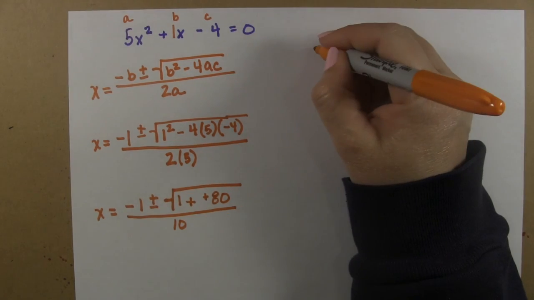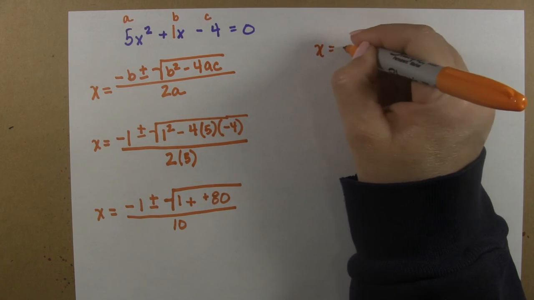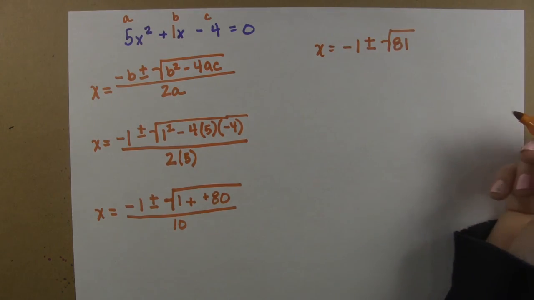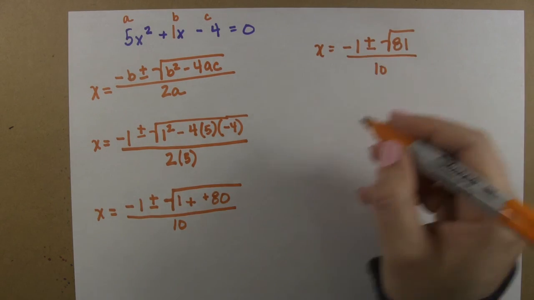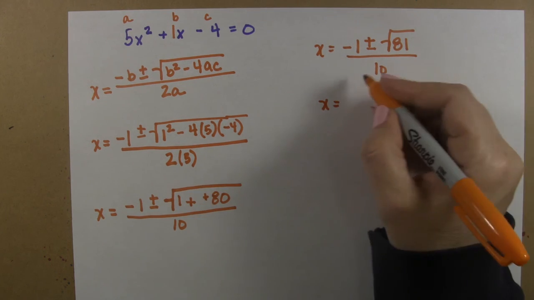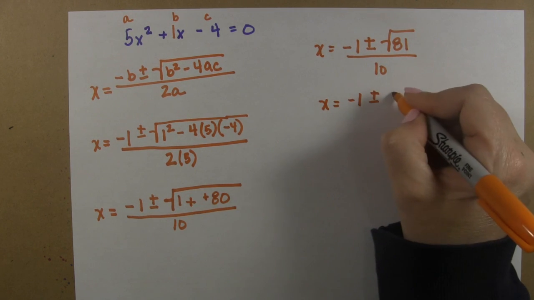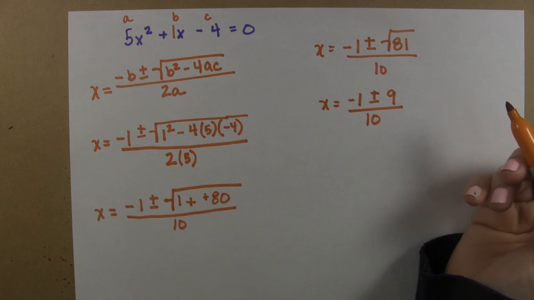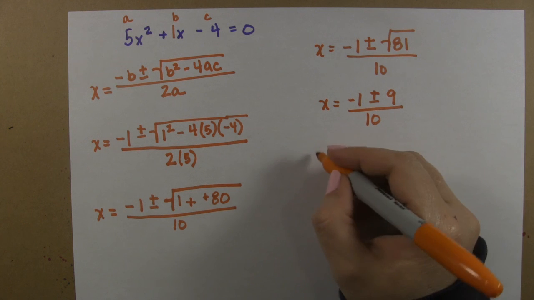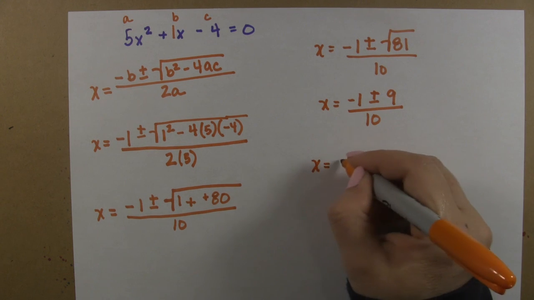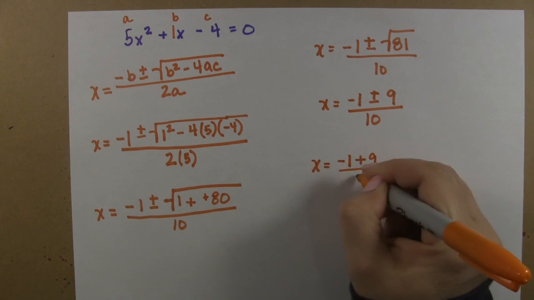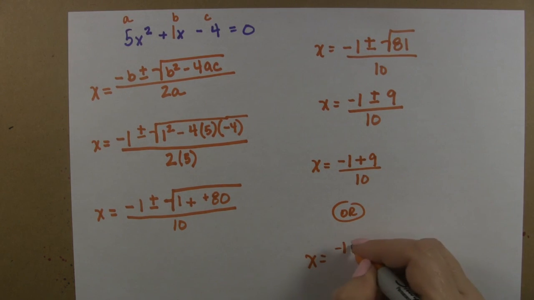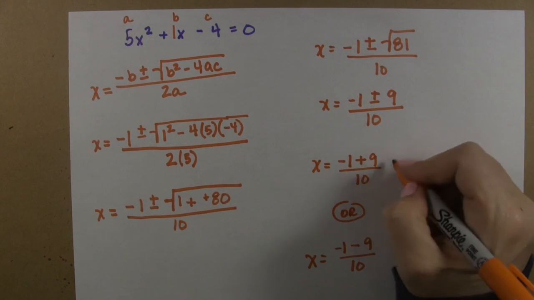I'm going to move over here again. So now I have x equals negative 1 plus or minus the square root of 81. You starting to see how nice I am now? You didn't think I was really being nice, but I am. Negative 1 plus or minus 9, because the square root of 81 is 9, over 10. So my two options for x are negative 1 plus 9 over 10, or x equals negative 1 minus 9 over 10.